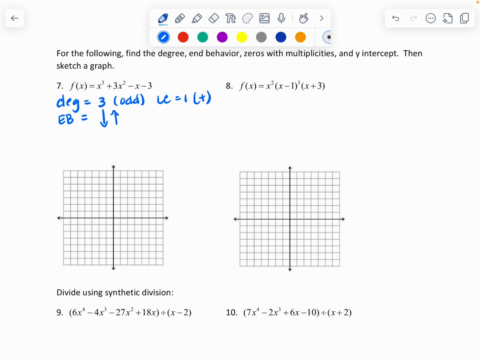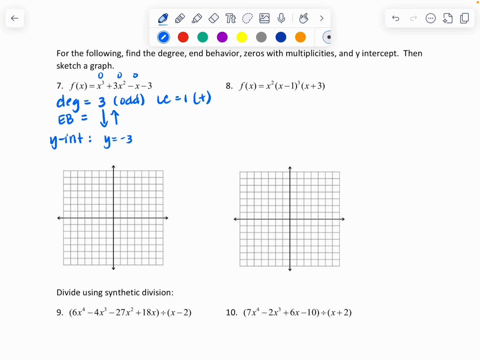And then what else does it want? It wants zeros with multiplicities and the y-intercept. Let's find the y-intercept first. So the y-intercept means that you're just going to let x equal 0. So if x equals 0, you're going to get that y equals -3. So you guys look, all of these, if you make them 0, they just disappear. So it's all gone. So y equals -3.